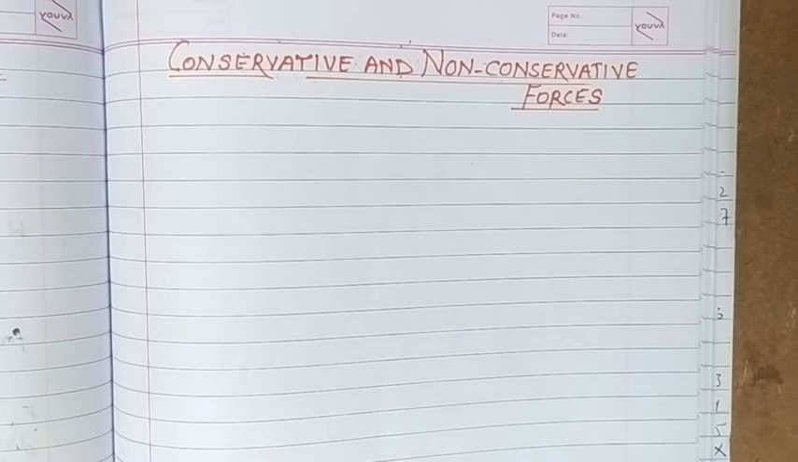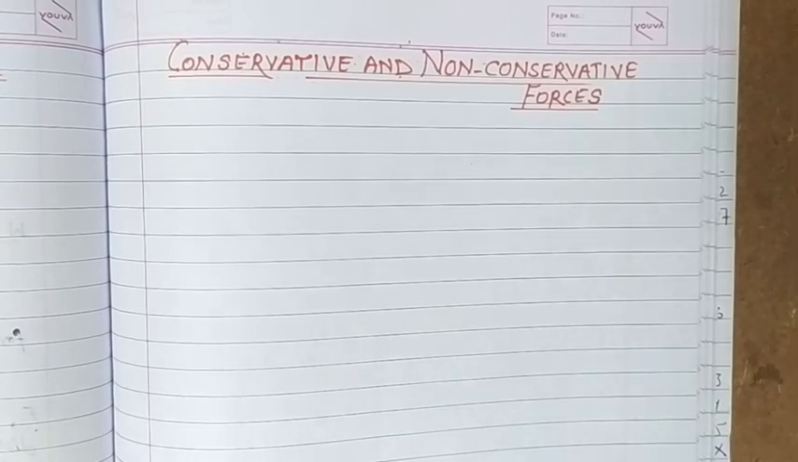To define conservative forces, we can say that a force is conservative if the work done by that force in displacing a particle from point A to point B, or from one point to another, is independent of the path followed by that particle, and it only depends on the initial and the final position.